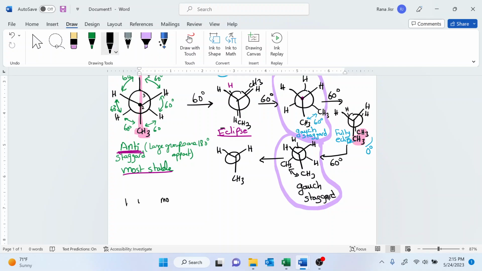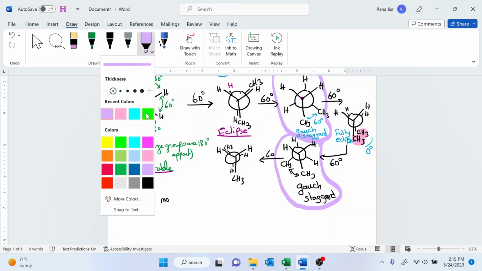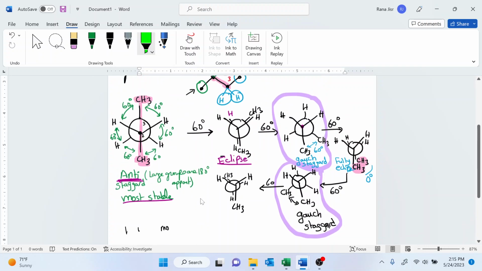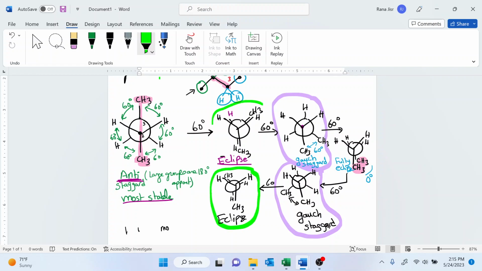Go ahead and rotate another 60 degrees. Then you're going to end up getting your eclipse conformation. This is a hydrogen and this is a hydrogen. And let's highlight because we have here two conformations that are again the same. This is the eclipse conformation. And I've passed by the eclipse before. This is the eclipse here. And this is the eclipse there. And these two have the same energy.